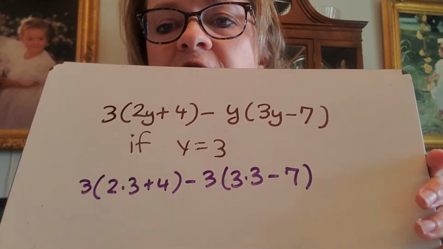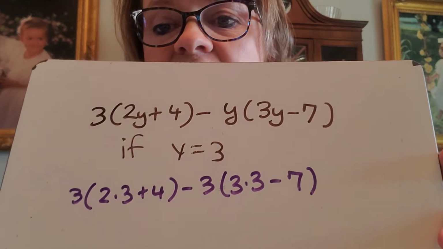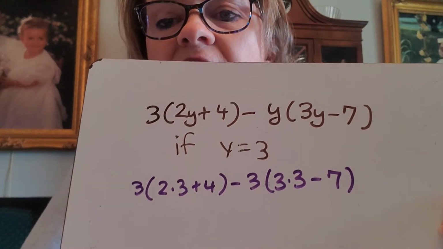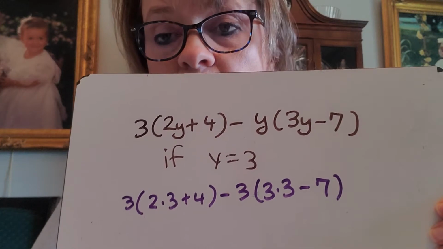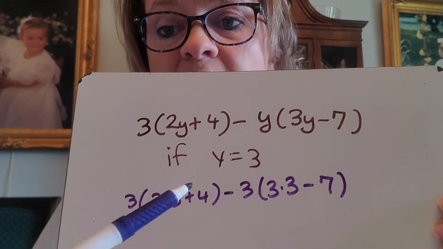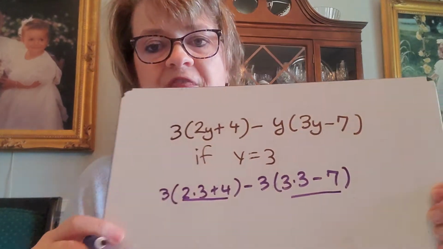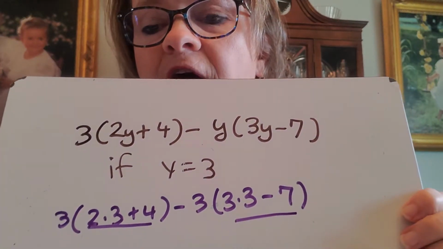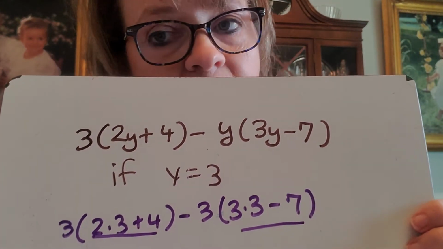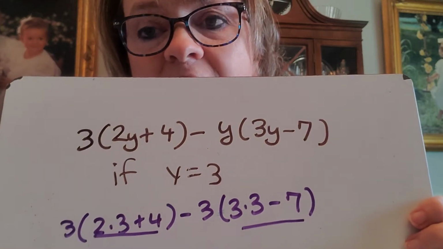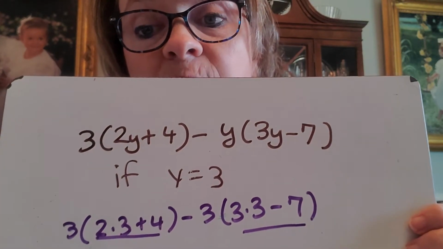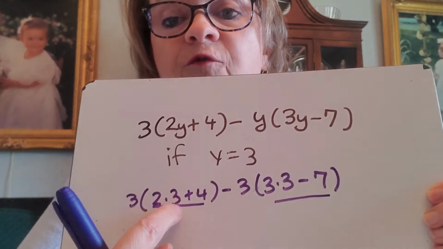All right. So I went ahead and put all of the 3's in the y spots, and it should look like this. Now, once it looks like this, we're back to order of operations. And order of operations says you're supposed to do parentheses first. Within the parentheses, we have multiply. And multiply always happens before add and subtract. So go ahead and do multiply, and then in this one add 4, and in this one subtract 7. Do that now.